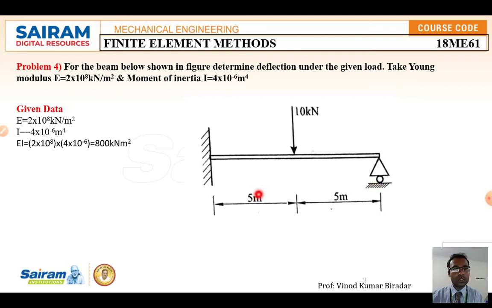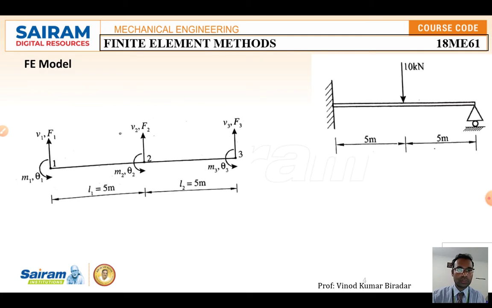I already told you that in the previous problem we solved a simply supported beam, and another with a uniformly distributed load. Here in this problem, one end is fixed and the other end has a roller support. In this way you have to solve the numerical problem.